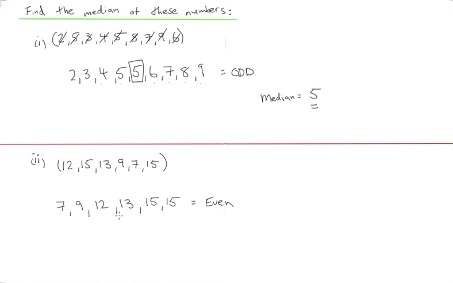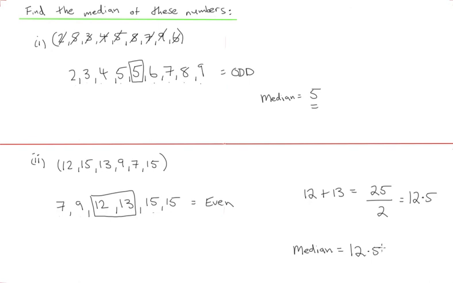So that means that we have to take the 2 middle numbers, because there's 2 here and 2 here. So we take the two middle numbers, which is 12 and 13, and we add them together. 12 plus 13 is 25, and then we divide that by 2. Okay, so 25 divided by 2 is 12.5. So our median, and we'd use a calculator for that. If you can't do it in your head, use a calculator. Our median here is 12.5.